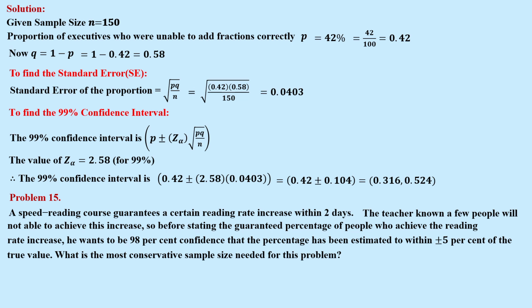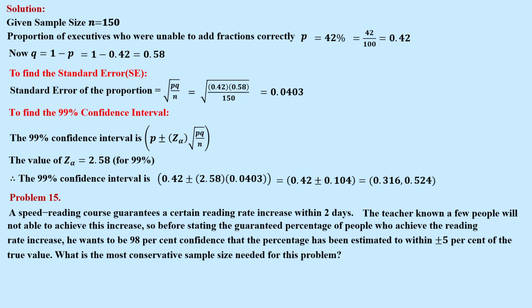So before stating the guaranteed percentage of people who achieve the reading rate increases, before confirming to the public, if you join, they will advertise like this, right? If you join this course, we are 100% sure you will read very speedily, right? That is the percentage. 95% you will read speedily, right?